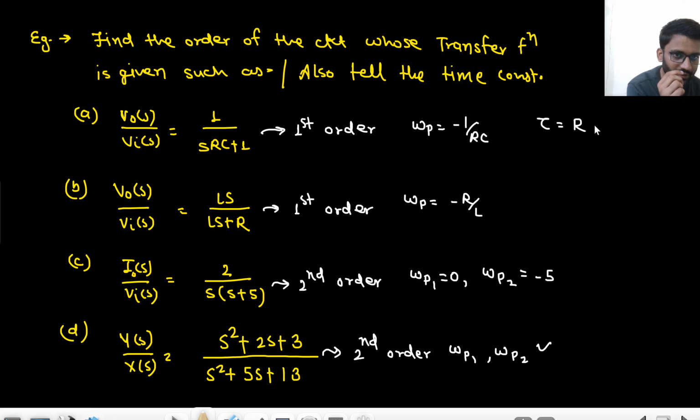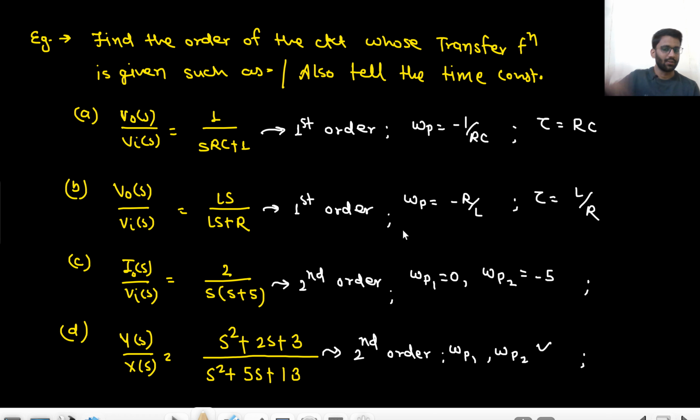Negative reciprocal of this, RC. What is the time constant? Negative reciprocal of this, L by R. It is valid only for first order. For those, I can't define. For these, I can't define, right? So here I defined three things and here I defined two things only.